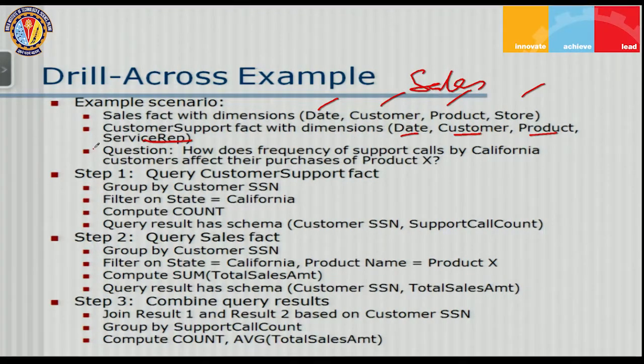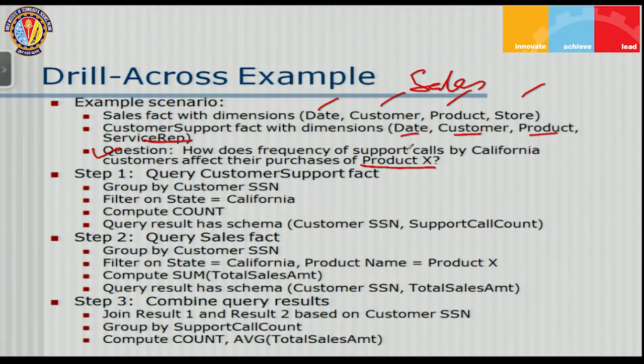My question is, how does the frequency of support calls by California customers affect their purchases of product X? So this is my setup. I have two fact tables. One is the sales fact table, from where I would find out who from California bought product X.